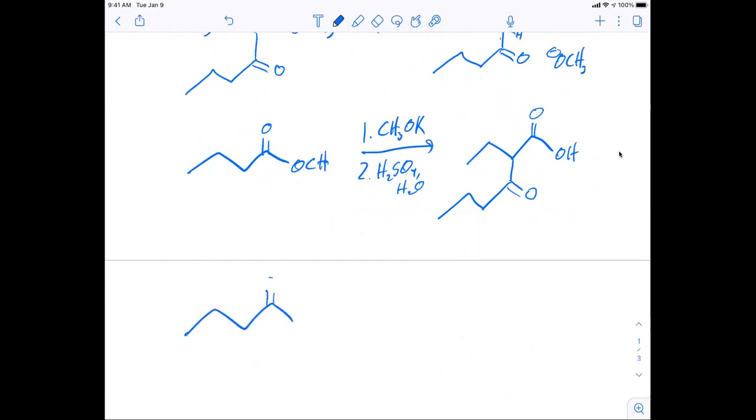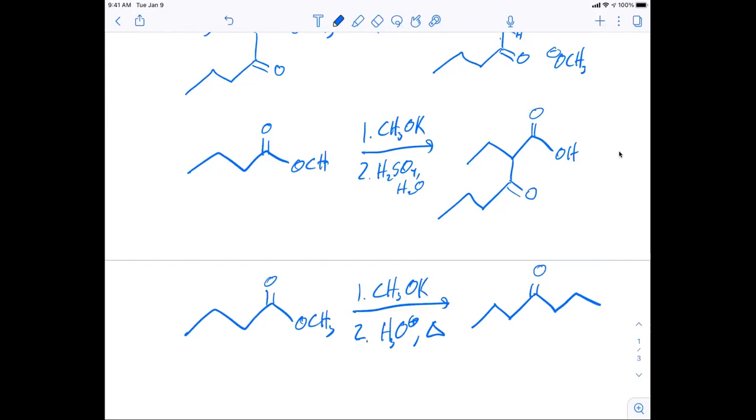If I did the same reaction, starting with the same starting material, but now put H3O plus and heat, I'll decarboxylate and I'll end up with this ketone. Questions?